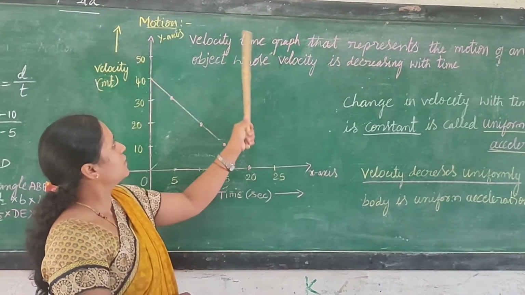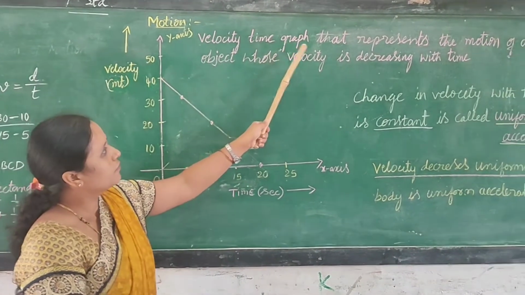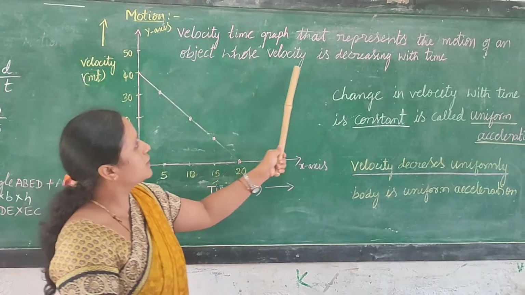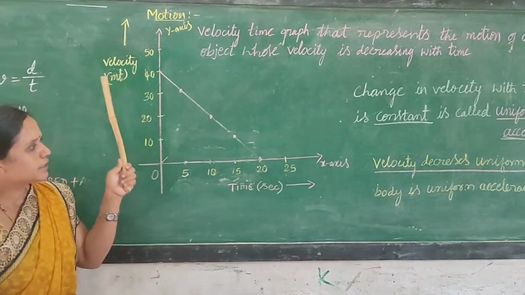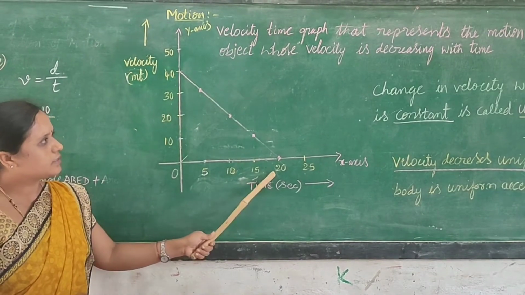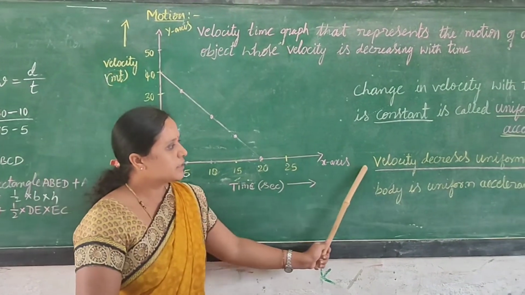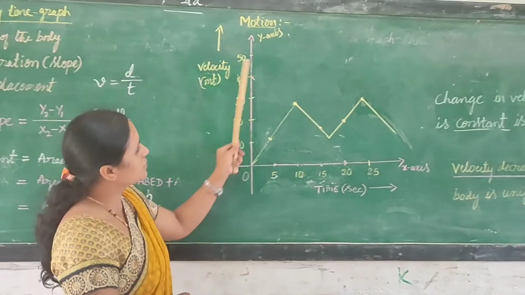Students, you can observe this one. We conclude that this velocity time curve represents the motion of an object whose velocity is decreasing with time. So either the velocity increases or it decreases in uniform intervals of time, then we can say the velocity is uniform.